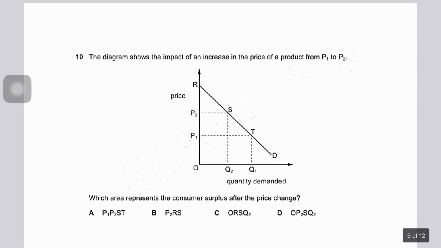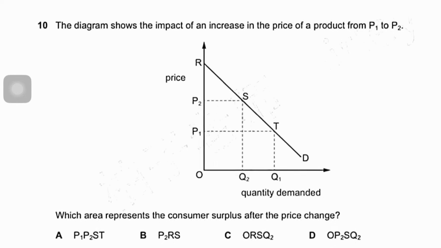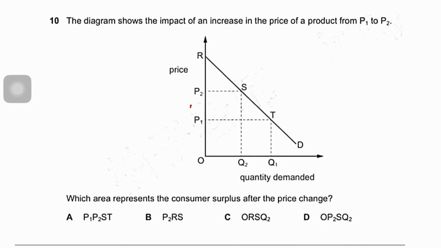Question number 10 says the diagram shows the impact of an increase in the price of a product from P1 to P2. Which area represents the consumer surplus after the price increase? Now, consumer surplus basically represents the difference between what consumers are willing to pay for a good and what they actually end up paying, and it is the area under the demand curve above the price line. And so it follows that if the price goes up from P1 to P2, the new consumer surplus would be this triangle, right? RB2S. And so it follows that B should be the correct answer.